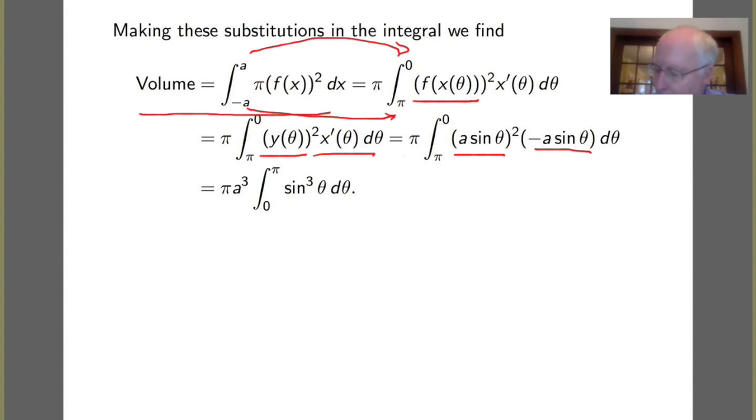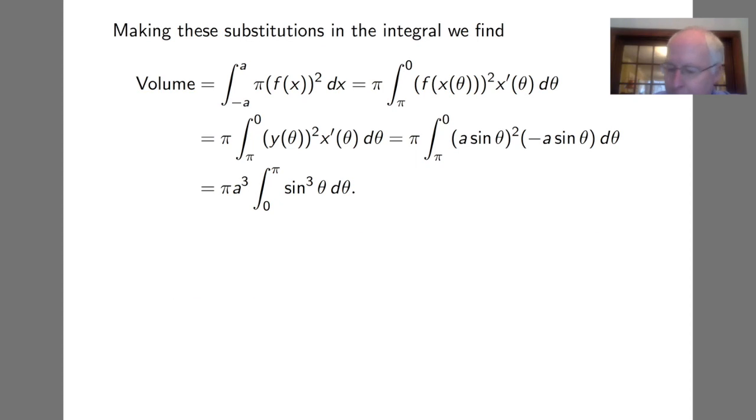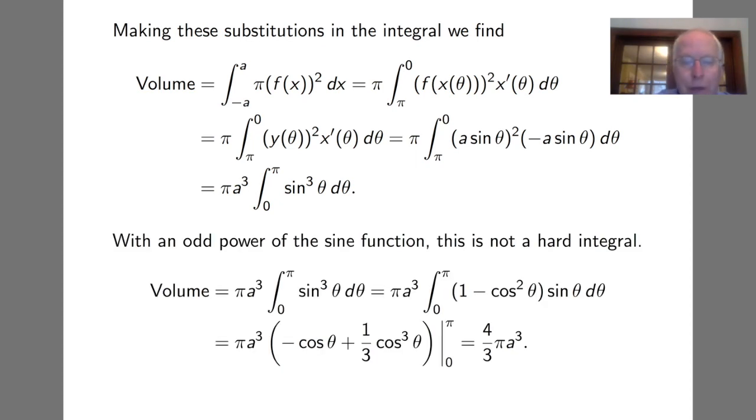So we pull the pi out in front of the integral. Likewise, the a squared times a, the a cubed comes out, and the minus sign here was used to swap the limits of the integral. So we end up integrating sine cubed theta d theta from 0 to pi. This is not a hard integral, being an odd power of a sine function. And the way we did this was the following. So our volume looks like this.